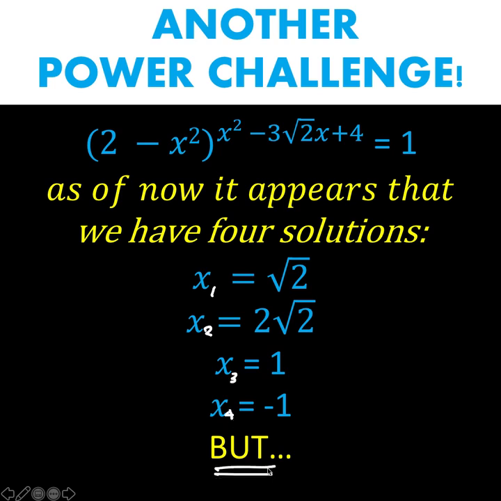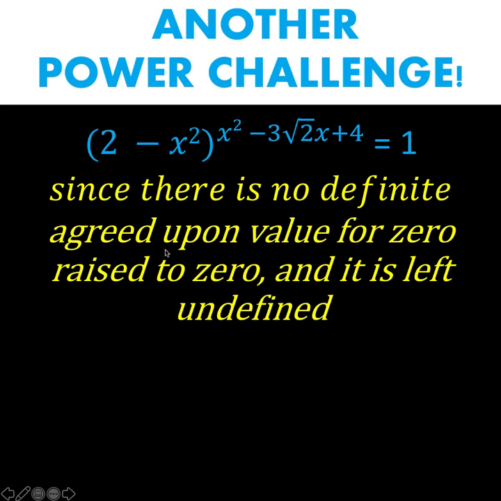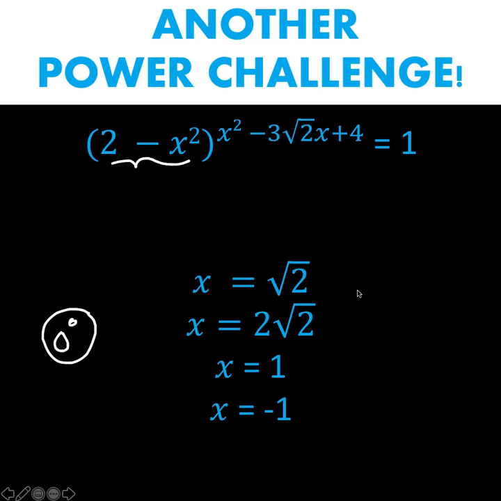But there is a big but. Remember, there is no definite agreed upon value for 0 raised to 0. We do not know what's the value of 0 raised to 0. And in many texts, they said that the value of 0 raised to 0 is undefined. So that means we don't want this base to be equal to 0, because if this is 0 and our exponent is 0, then we will arrive at this form which we do not define. We need to make sure that nothing among these 4 roots will make this base be equal to 0.